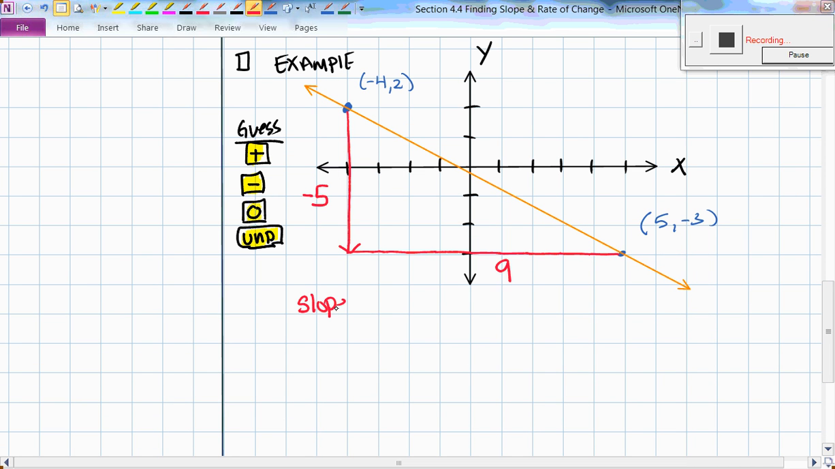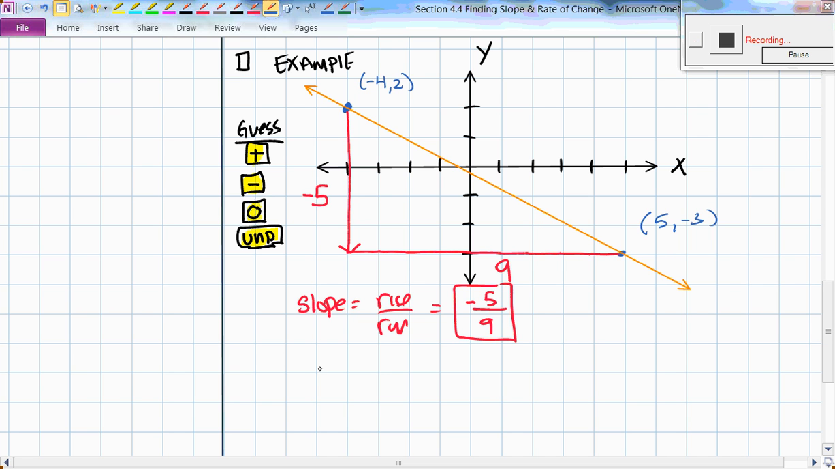Now, since the slope is equal to the rise over the run, the rise in this case was down. I had to go down to get even to my point. So that looks like negative 5, and the run was 9. So I think that the slope is a negative 5/9. Who guessed negative? Put your hands up. Looks like almost everybody in the room guessed negative. Junior, pay attention. Good. Okay.